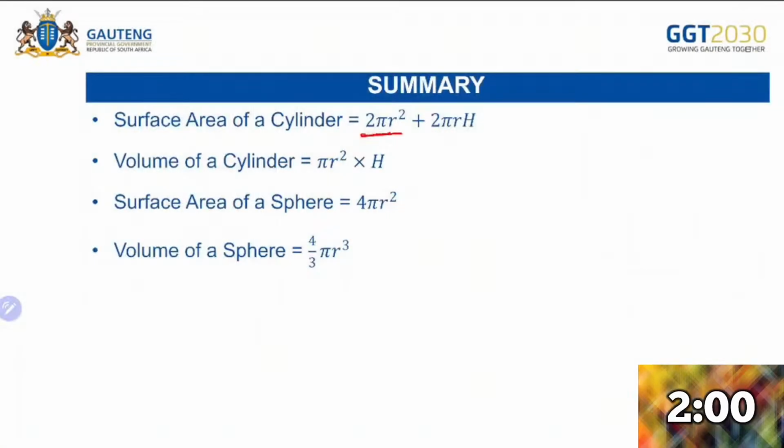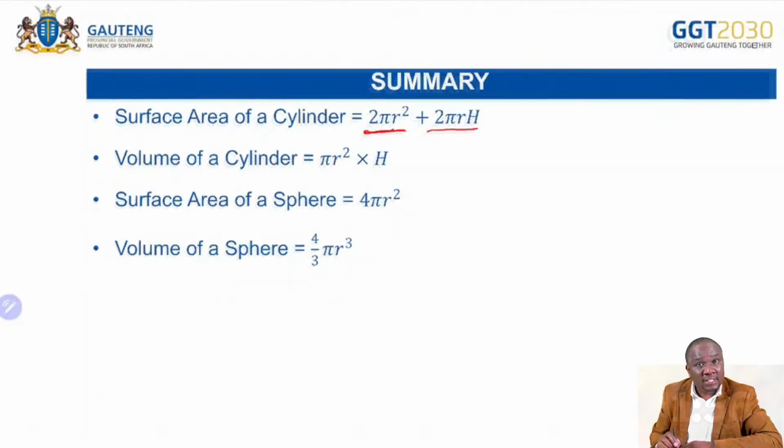Right, welcome back, grade 10s. Let's summarize our lesson. We say the surface area of a cylinder is 2 pi r squared, which is 2 circles, plus 2 pi r times the height of the cylinder, which is the lateral face. And then the volume of a cylinder is the area of the base, which is the circle, times the height of the cylinder. That's the volume of a cylinder.